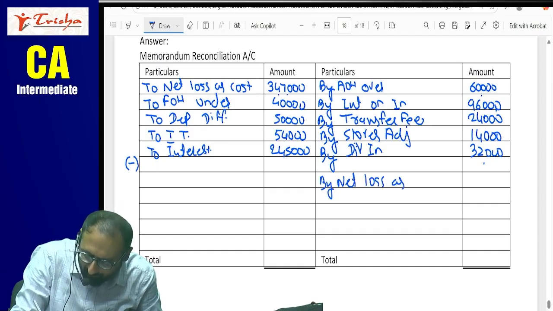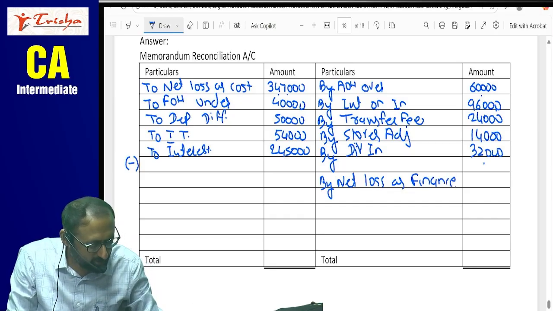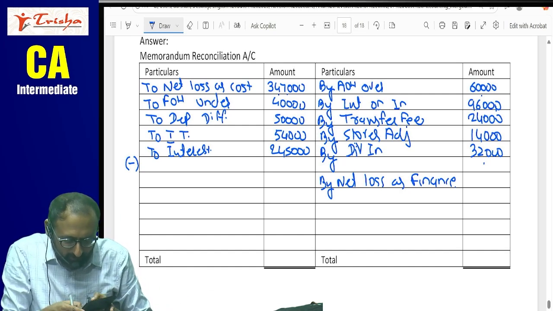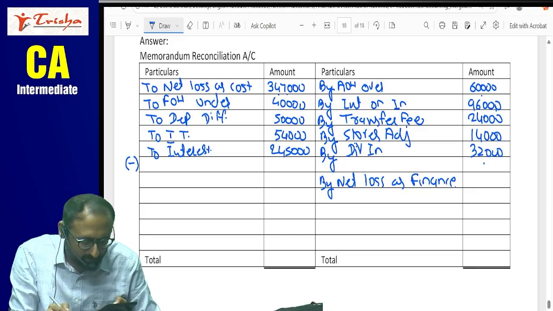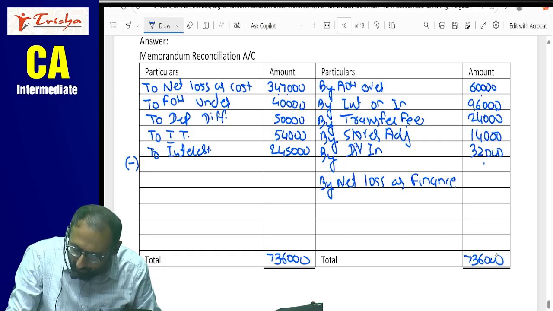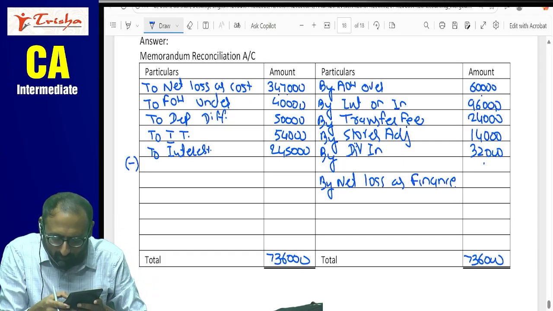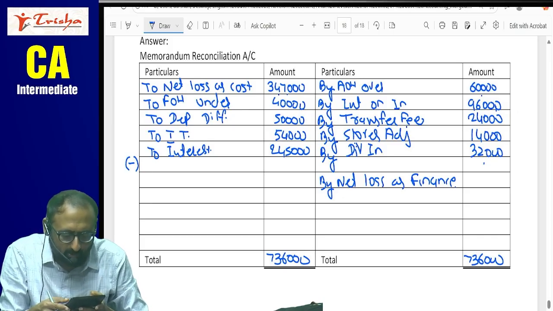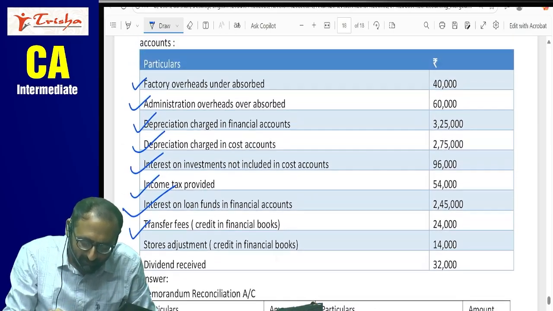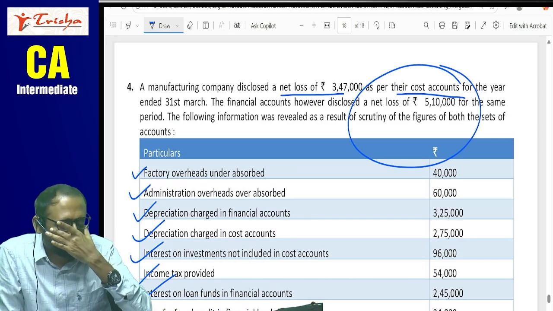Now please check, Sirji, how much is by net loss as per finance. Everyone, please check, Sirji. 3,47,000, 40,000, 50,000, 54,000, 2,45,000. Sirji, total. Is it 7,36,000? 7,36,000 total, minus 60,000, 96,000, 24,000, 14,000, 32,000. Sir, how much is it? 5,10,000. You'll have to check whether your answer is 5,10,000. Yes, so the answer is correct.